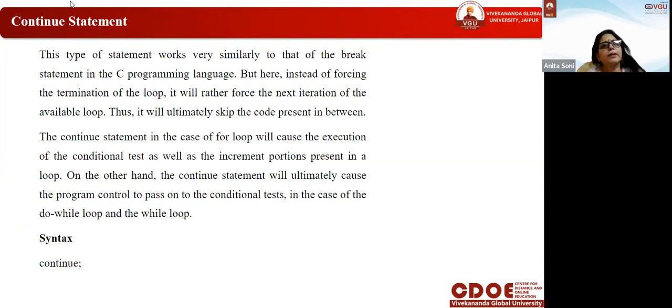Now, the continue statement you can use inside a loop like the break statement, but the continue statement does not force the loop to terminate. It rather forces you to execute the next iteration, whatever is available in the loop. It means if you want to skip a specific condition, you can use the continue statement. This type of statement works, but what is the syntax for the continue statement? You only write continue and then a semicolon.